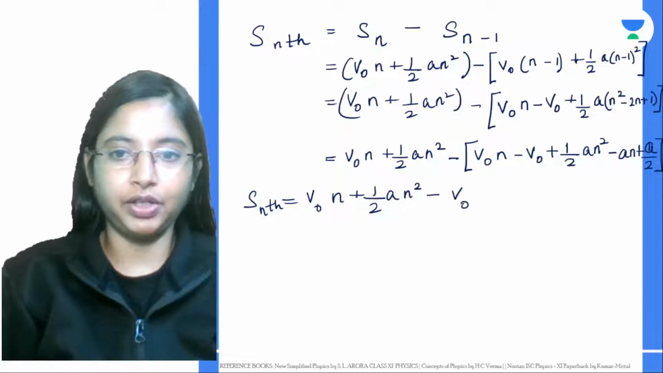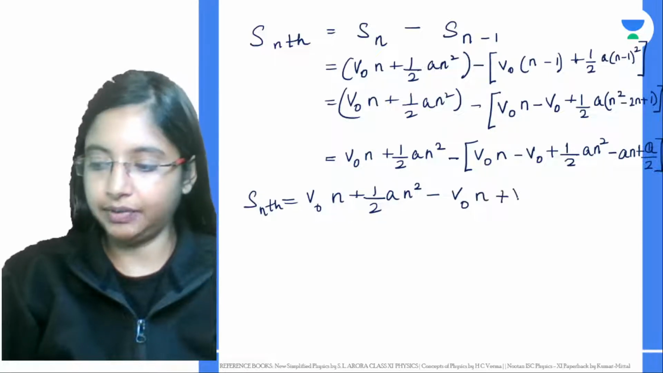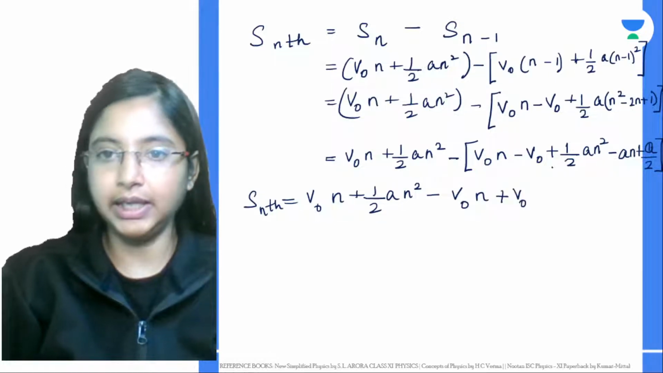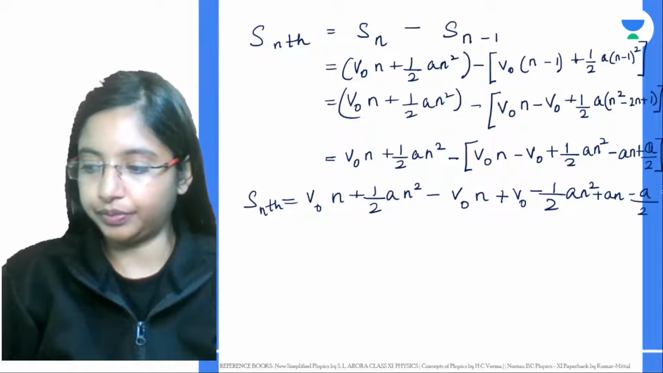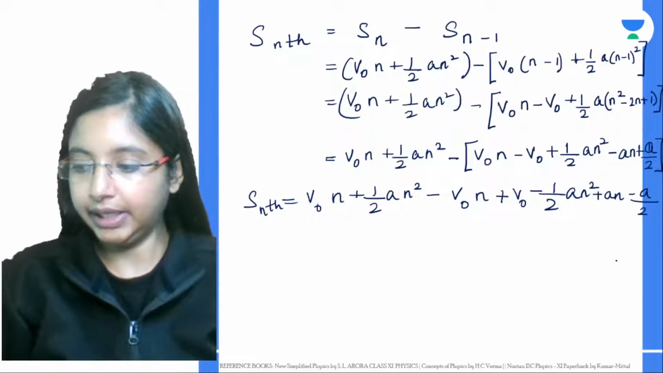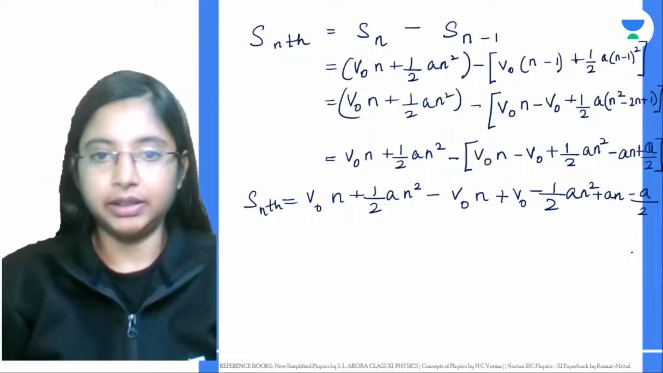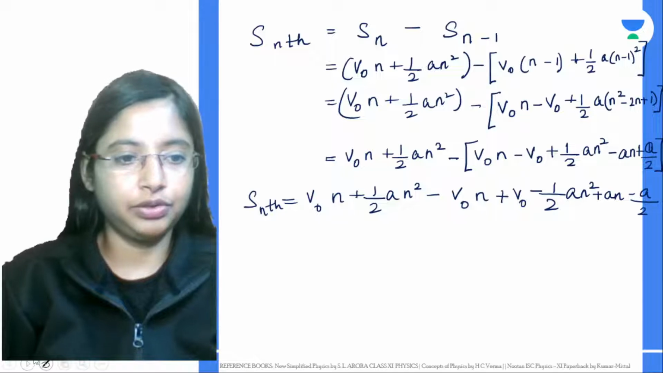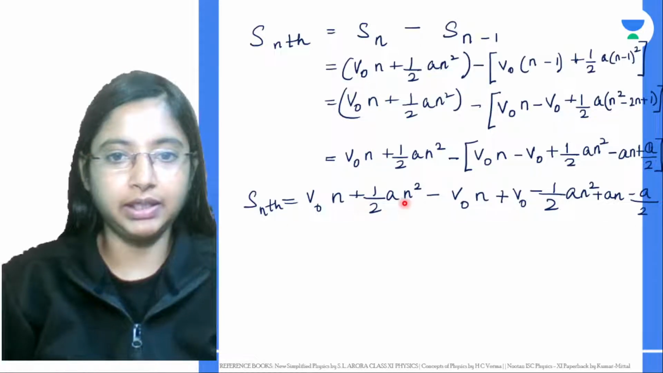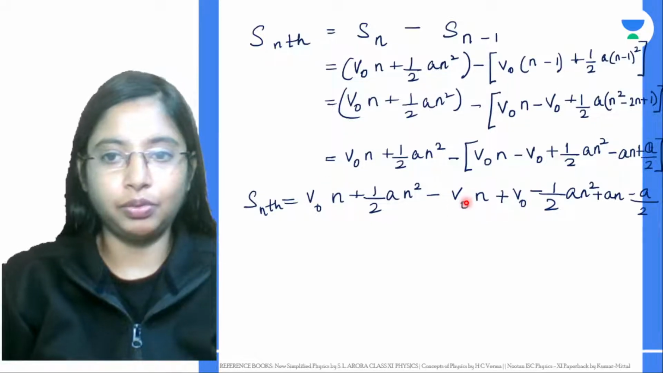Okay, minus v naught n, plus v naught, minus 1 by 2 a n square plus a n minus a by 2. Now here, plus 1 by 2 a n square and minus 1 by 2 a n square will get cancelled. These two terms get cancelled, and v naught n and minus v naught n get cancelled. So what will we have?